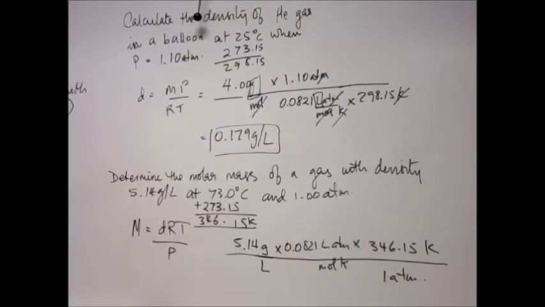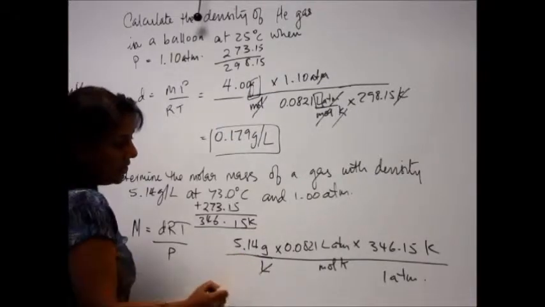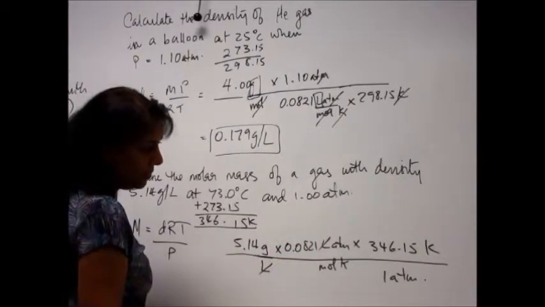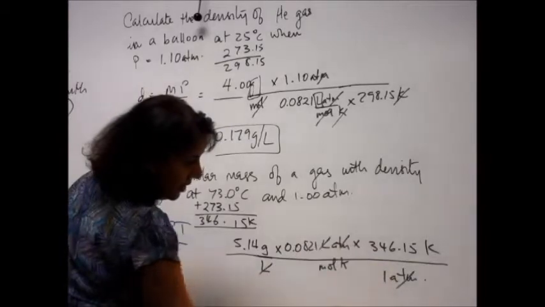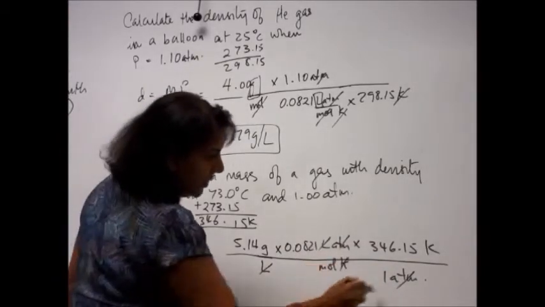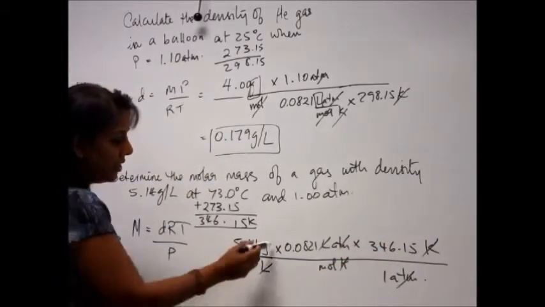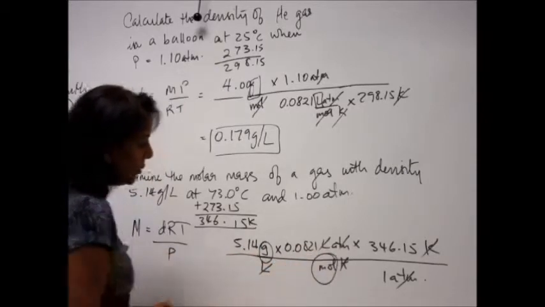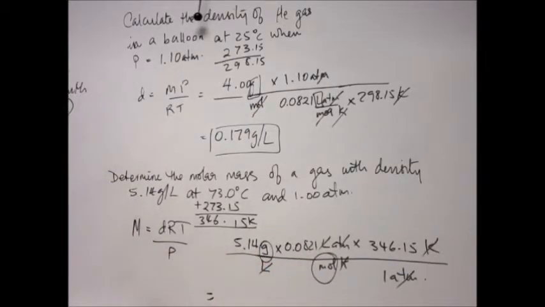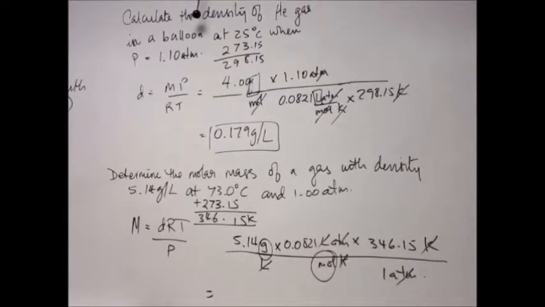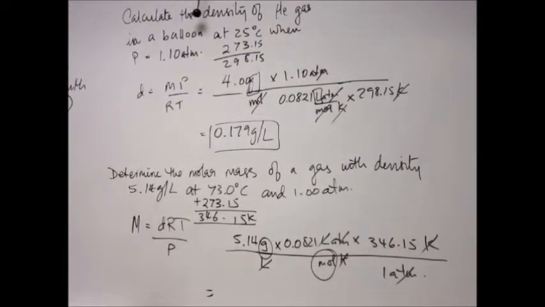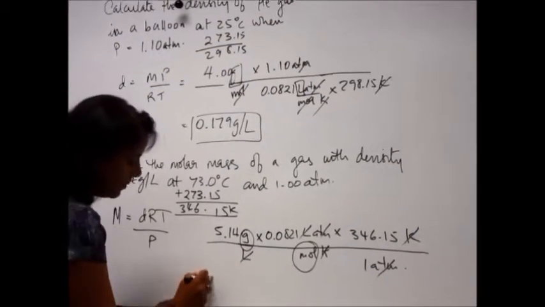So convenient. Liters, atmosphere gone, Kelvin gone, and you're left with grams per mole, which is what you really want for molar mass of your gas. And that's going to be about 146.